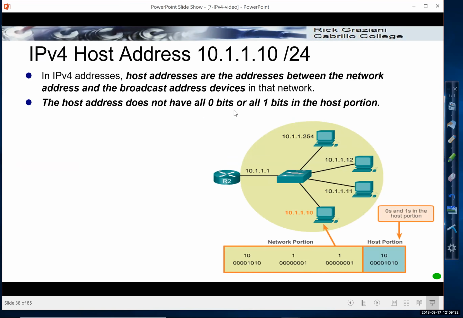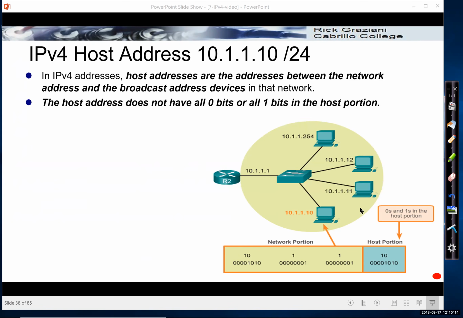A host address is any address that in the host portion does not contain all zeros and does not contain all 1 bits. It has to have at least one 0 bit and one 1 bit. If you take a look at the hosts here, all different hosts, notice again that the network portion is the same for all hosts on the network, including our router interface on that network. What differs is the host portion, and as we'll see here, the host portion cannot contain all zeros or all ones.